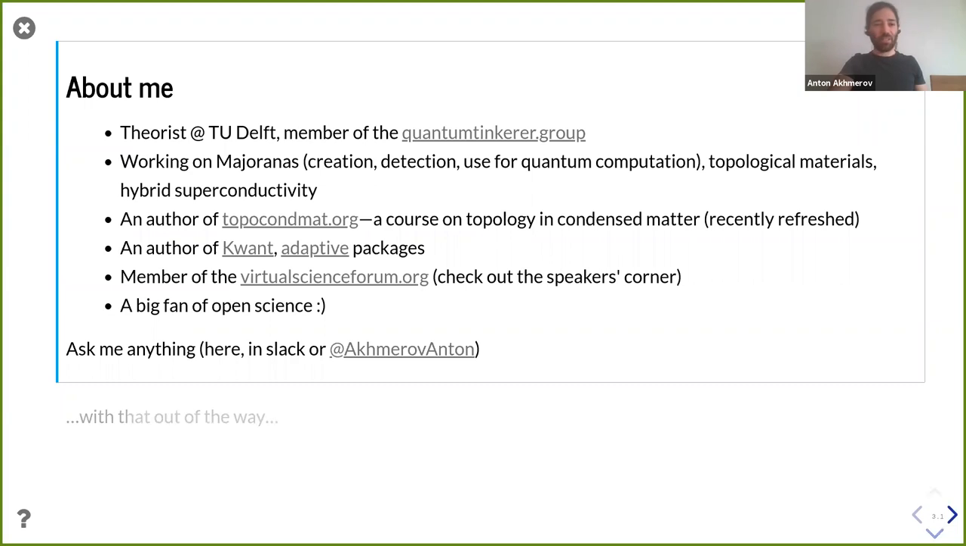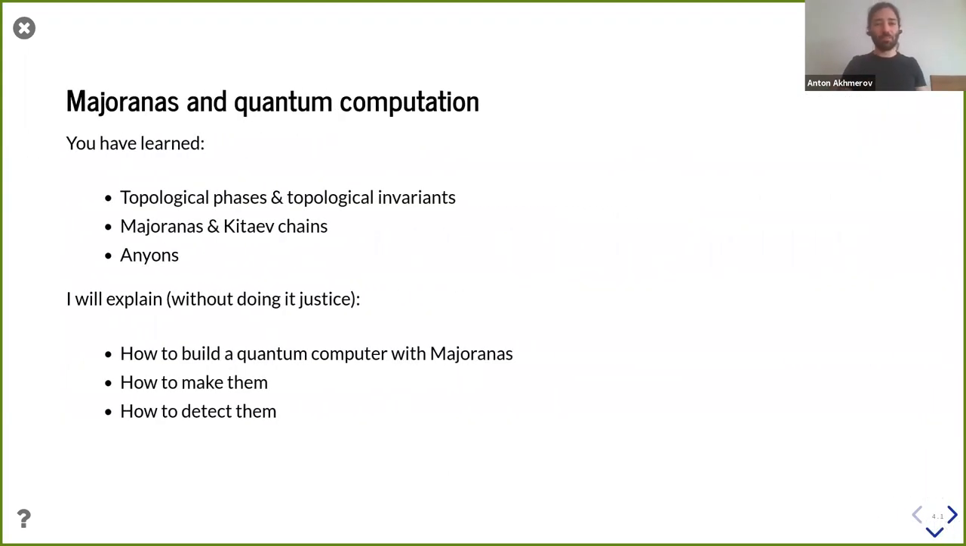But with that out of the way, let's begin with the Majoranas. So now I have checked the previous lectures, and so far, let me see if I understand correctly. I believe this is what you had already before. I do think you have learned quite a bit about all the various topological phases and topological invariants. This has been covered by most, not all, but most of the speakers. You had quantum Hall, you had Chern numbers, Wannier centers, fragile phases, all the zoo of topology.